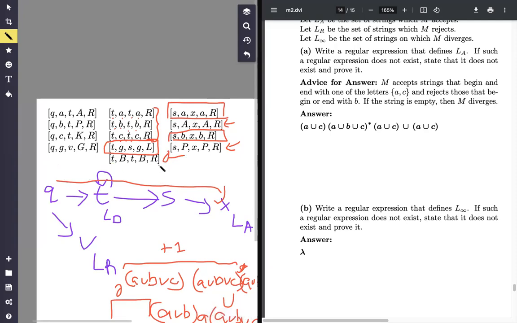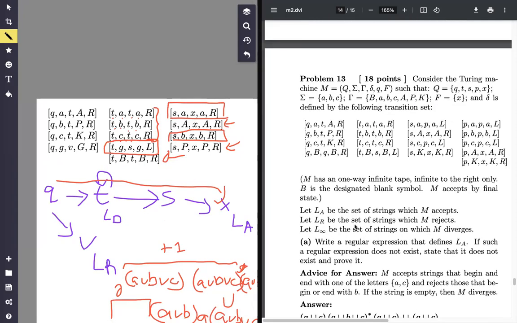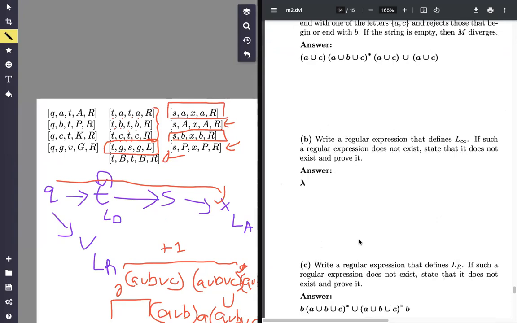And this answer is wrong. How did she get that? This is incorrect. Okay. But let's explain why it's wrong.